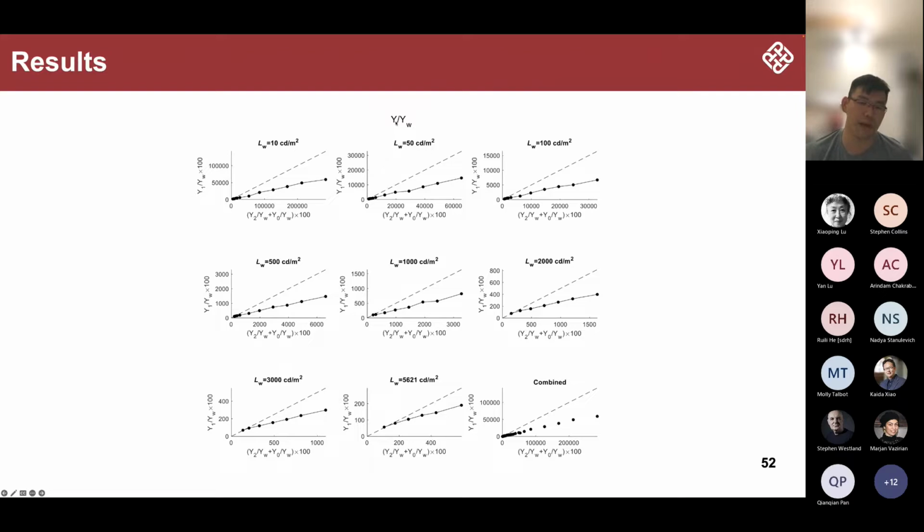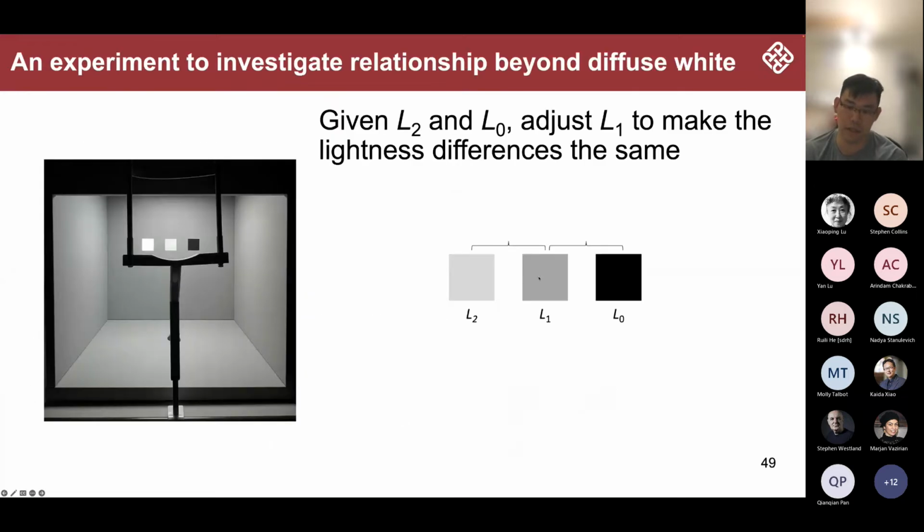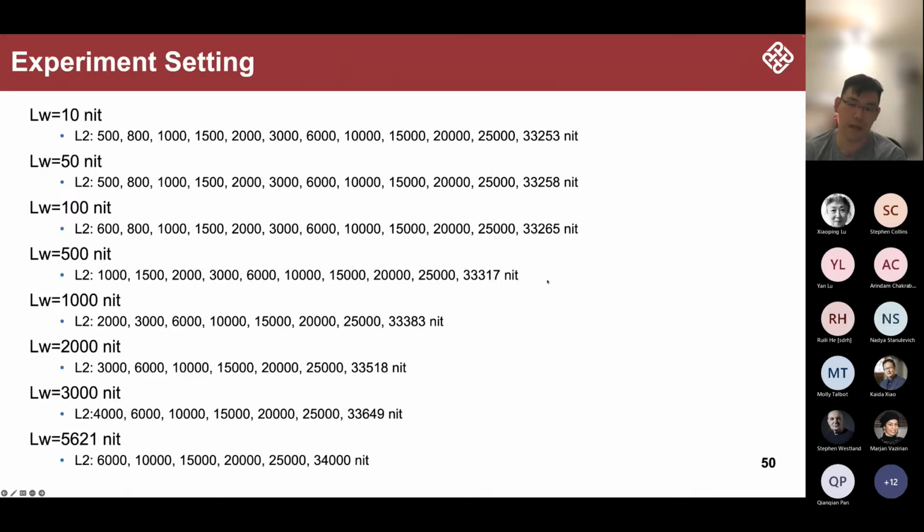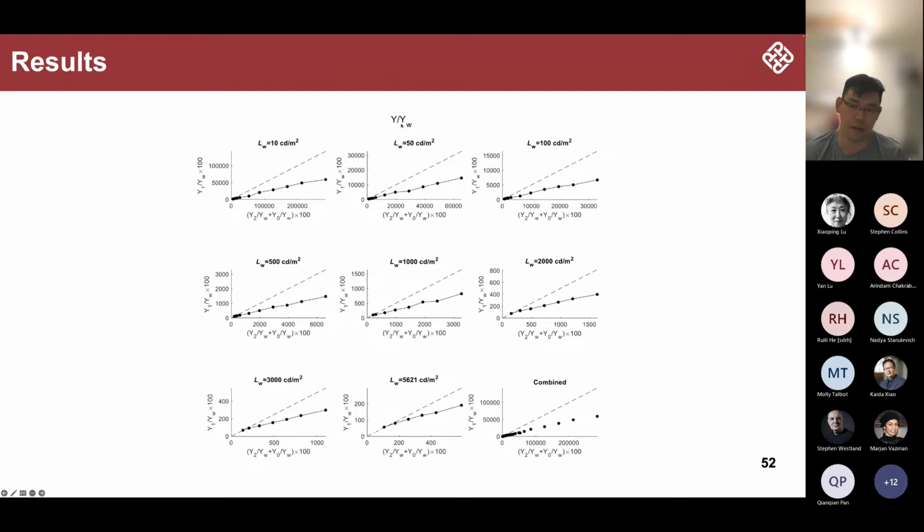So this is using the Y directly. Each figure is showing the result at one diffuse light level. If the model can make a very good prediction, then all the data points should lie along this 1/2 ratio line, right? Because stimulus 2 plus stimulus 0 should be double the stimulus 1. The difference between this one and this one is the same as between this one and this one, so these two add up together should be twice this one. And you can see that for Y, of course, this is not so good.